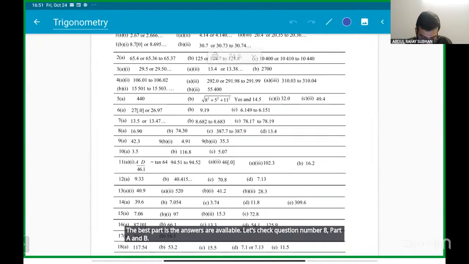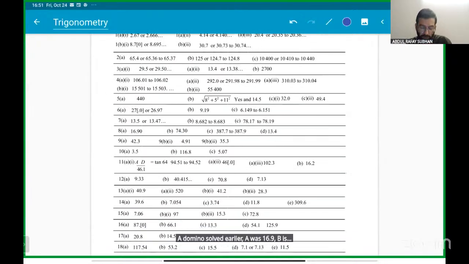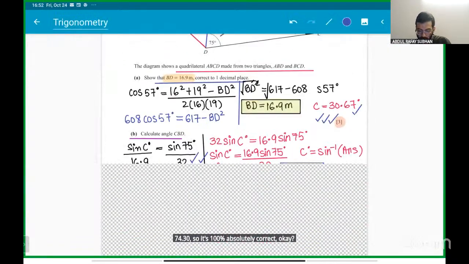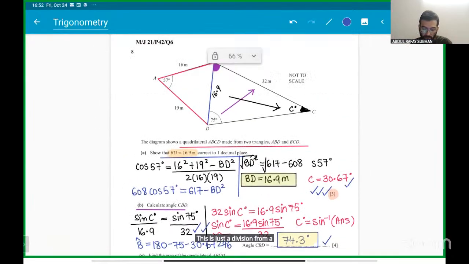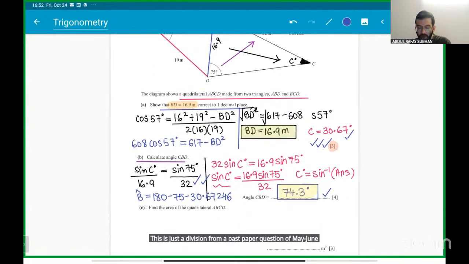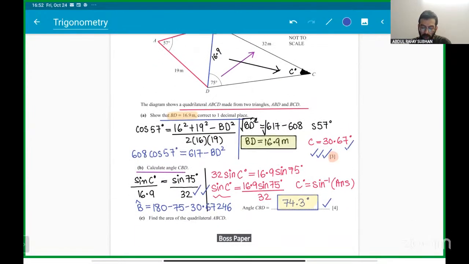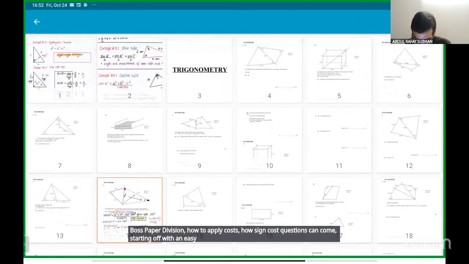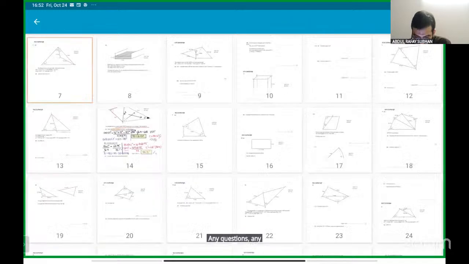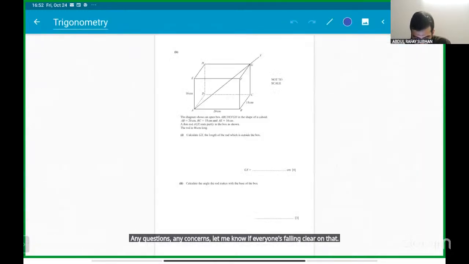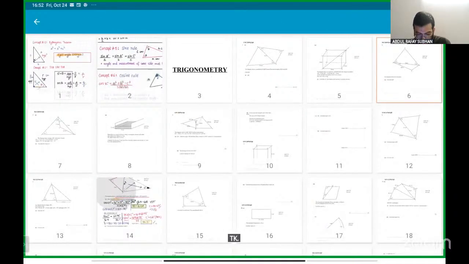We have solved A already. A was 16.9, B is 74.3 degrees, so it's absolutely correct. Did everyone get it? This is just a revision from a past paper question of May/June 2021, paper 42. Past paper revision: how to apply cosine and sine questions, starting off with easy to medium level questions. Is everyone getting it clearly? Any questions, any concerns? Let me know if everyone is clear on that.